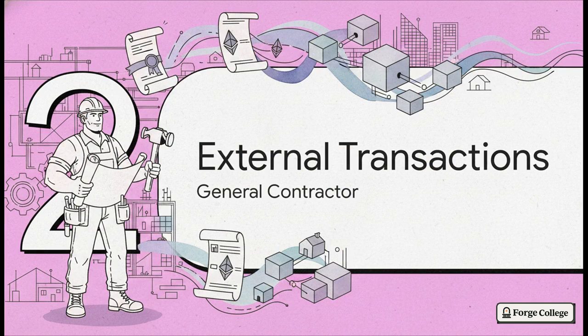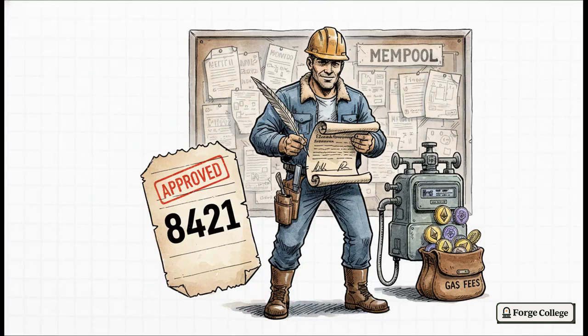Moving to Section 2, meet external transactions, our general contractor. So looking closely at the general contractor, which represents the external transaction, we see they're the ones really doing the heavy lifting and pulling the permits. They originate from an externally owned account, or EOA, and actually sign the official paperwork. Notice how they consume a nonce? That's kind of like a sequential permit number that ensures absolutely no job is duplicated. Plus, they pay the gas for the entire execution right out of their own pocket.